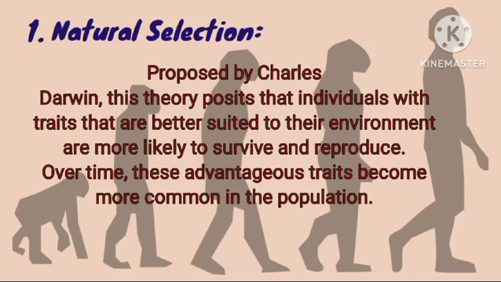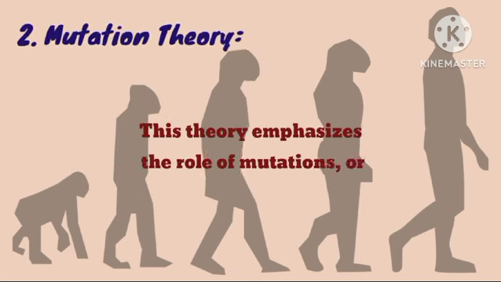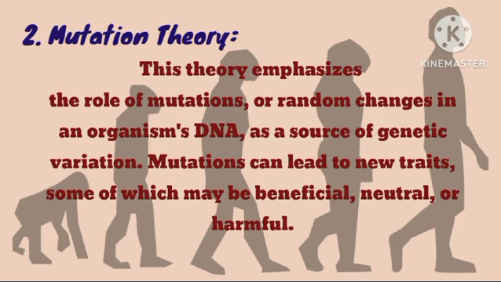First is natural selection, proposed by Charles Darwin. The theory posits that individuals with traits better suited to their environment are more likely to survive and reproduce. Second is mutation theory. This theory emphasizes the role of mutation, random changes in an organism's DNA, as a source of genetic variation. Mutation can lead to new traits, some of which may be beneficial, neutral, or harmful.